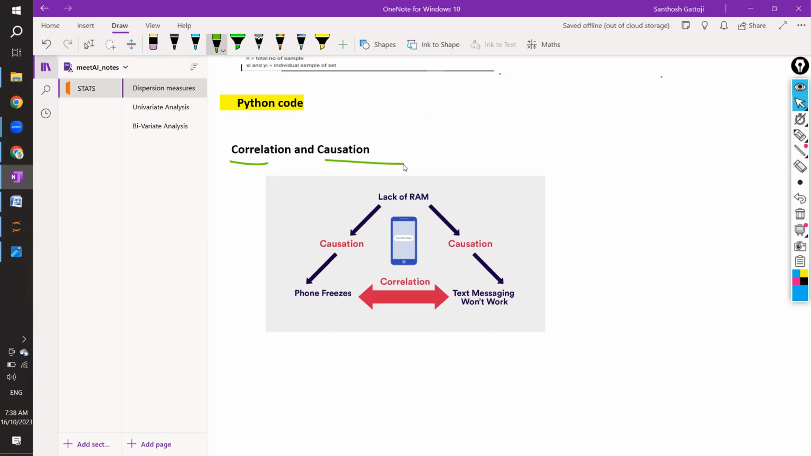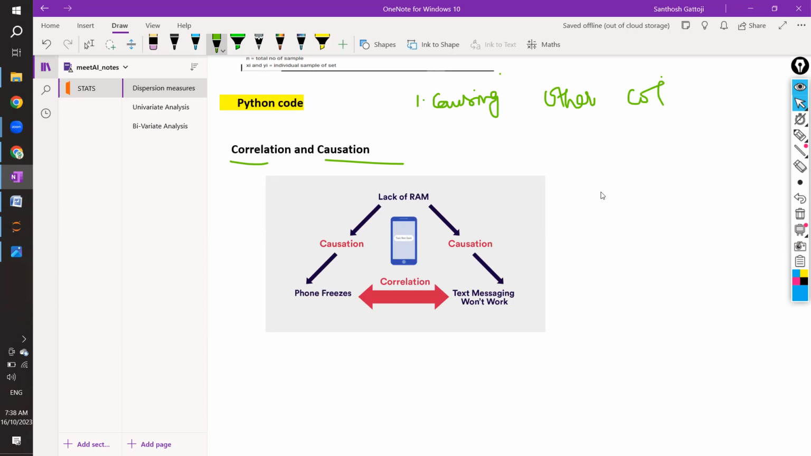That means one column is causing the other column. Causing means it is the reason for the other column. But just because it is causing that column, you cannot say that they are correlated. That is correlation versus causation. I'll give you a simple example, and you'll understand.